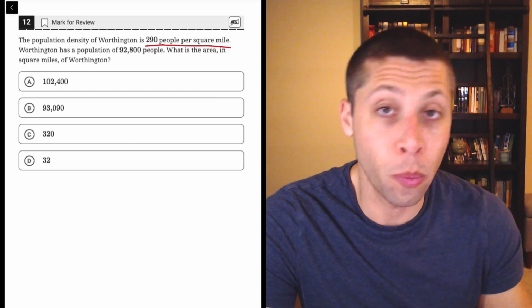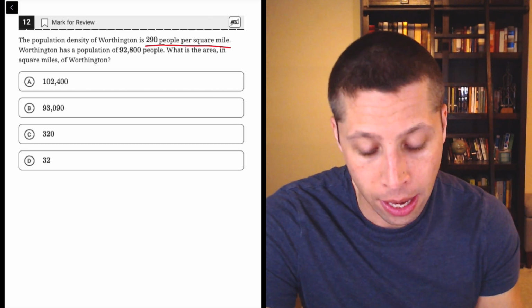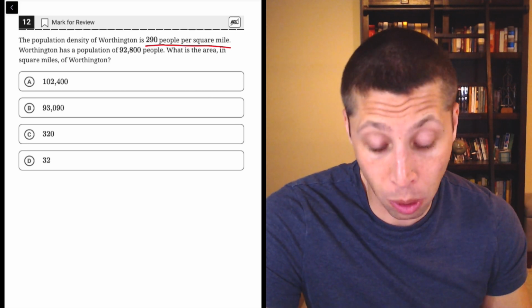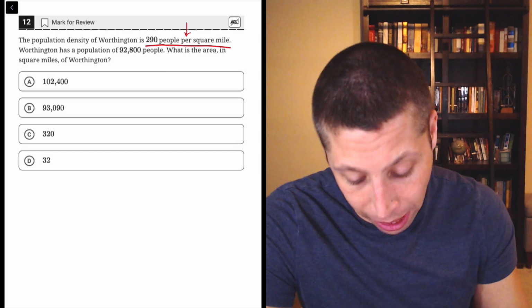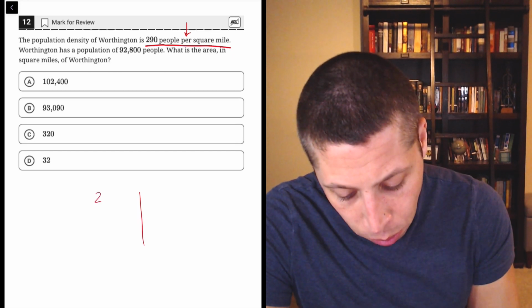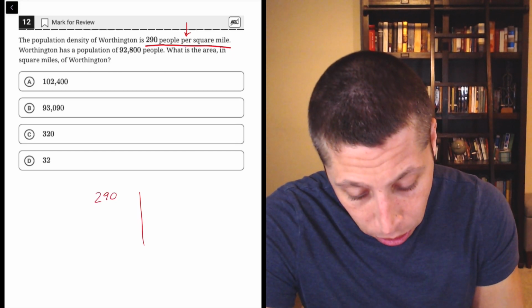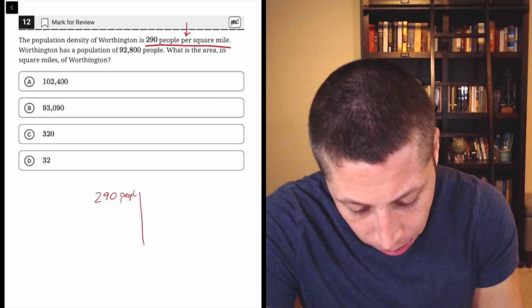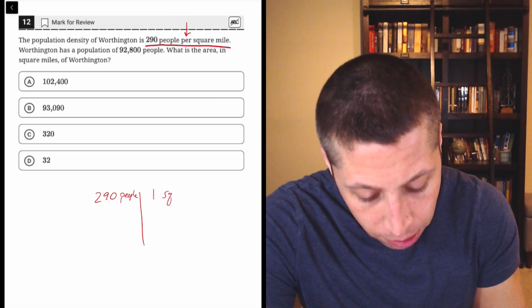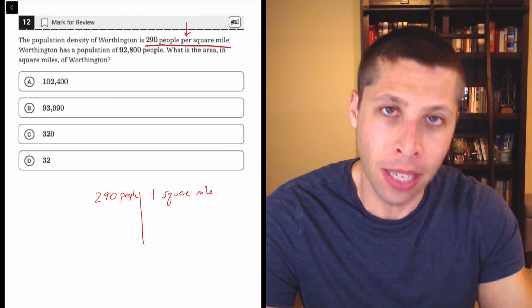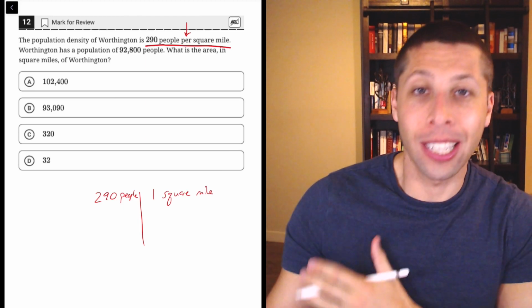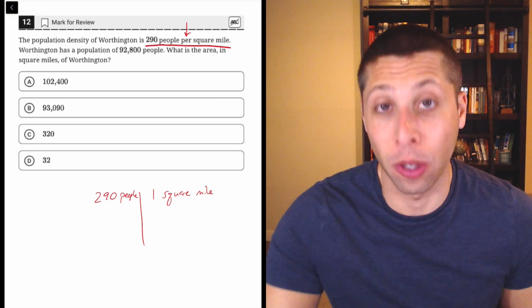So let's just start with any sort of rate that we're given. 290 people per square mile is definitely a rate. Anytime we see that word per, that's an indication we have a rate. So we're going to create our chart and separate it using the per. So 290 people per 1 square mile, right? So the 1 is technically not written there, but it's implied, right? It's 1 square mile contains 290 people. That's what they're saying here.